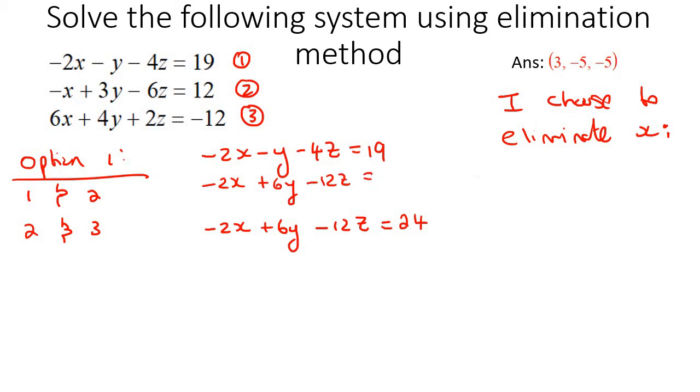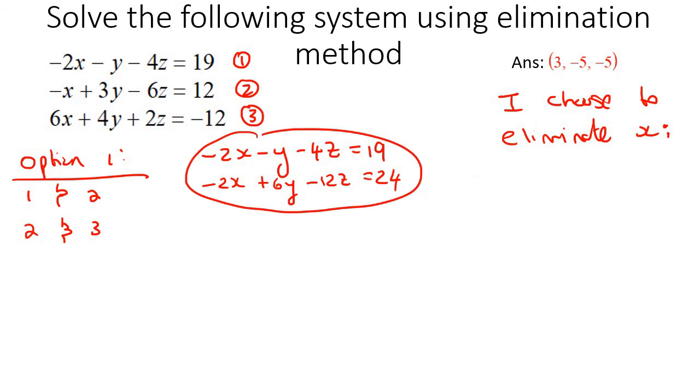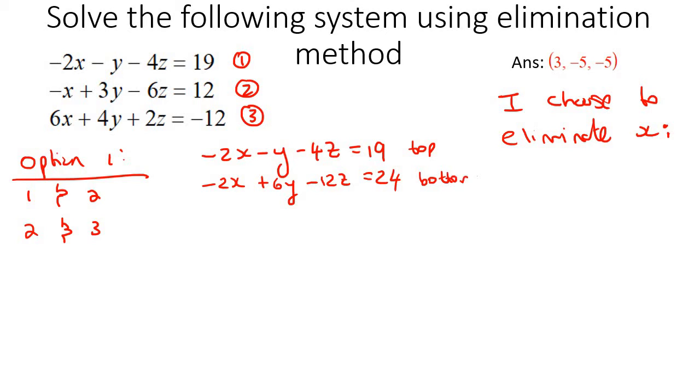There we go. Then what I'm going to do is subtract these two equations. So if this is equation number, I'm just going to say this top one minus the bottom one. So top minus bottom. Now be careful. The top one is a minus 2x, so it's going to be minus 2x minus 2x, so it ends up becoming a plus. And that's why I did that, so that these would cancel out.